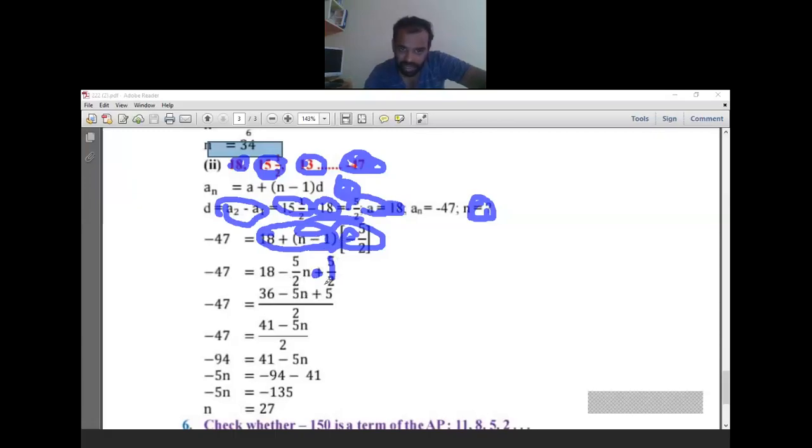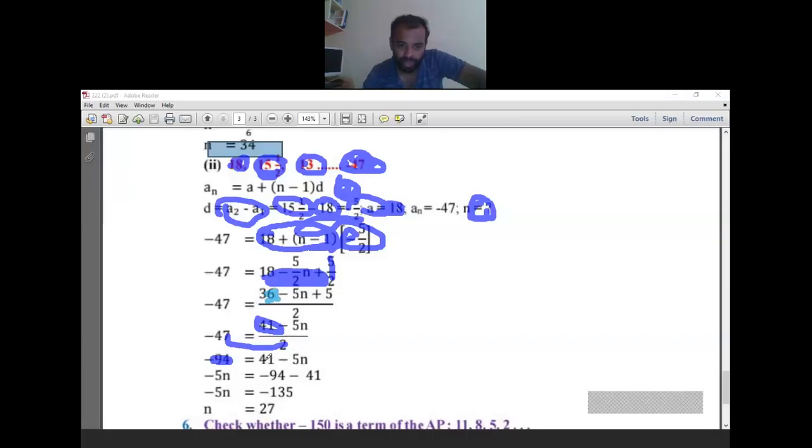Now take the LCM here. What's the denominator here? 2 is there. Both numbers have denominator 2, so here also we have to write it as 2. It means you have to multiply 18 into 2. 18 into 2 is 36. So 36 minus 5n plus 5 divided by 2. Send this to the left hand side. It is in the denominator, so it will go into the numerator with multiplication sign. It becomes minus 47 into 2, minus 94, is equal to 41 minus 5n. How did it become 41? Here 36 plus 5 is 41.